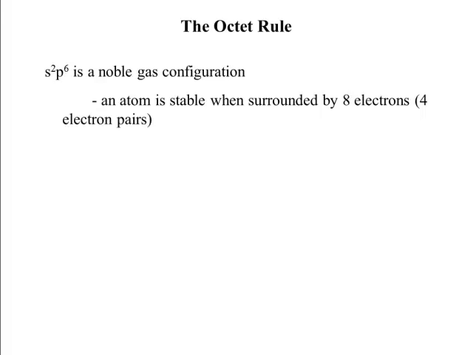All right, so we're always going for this s2p6 noble gas configuration, or the octet rule. We're trying to get 8 electrons around each atom. There's different ways we can do that. If we look at CH4, CH4 has 4 bonds around the carbon. Each one of those lines, remember, represents 2 electrons. So around the carbon, we have 8 electrons.